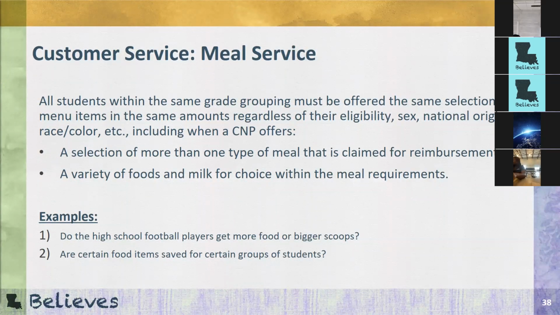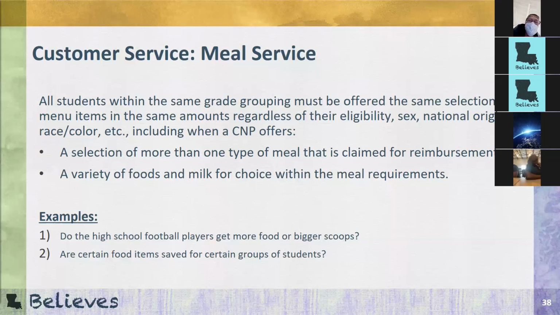During meal service, all students with the same grade grouping must be offered the same menu selection regardless of their eligibility, sex, national origin, race, color, age, or disability. All varieties and selections must be made available to all students within the same grade grouping. In the example provided here, do the high school football players get more food or bigger scoops? Or are certain food items saved for certain groups of students?